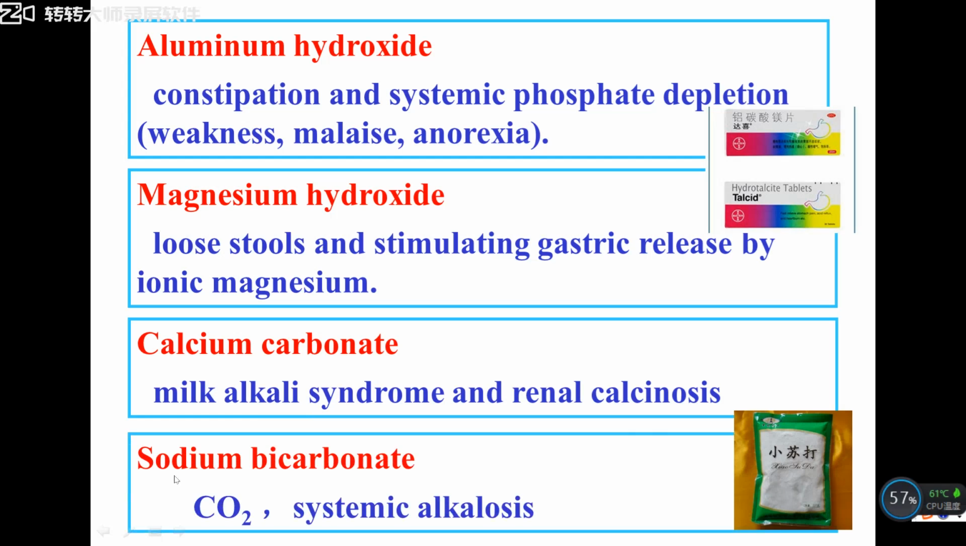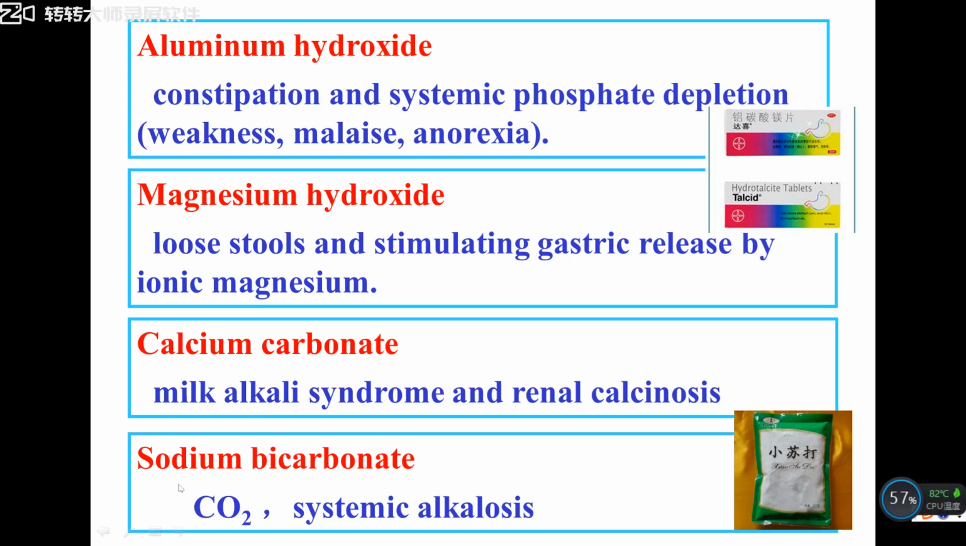The last one is sodium bicarbonate. In your country, maybe it is rarely used, but in China, do you know sodium bicarbonate? In China, we make some powder foods, such as 馒头 and 饺子, dumplings, and we use sodium bicarbonate. So that means in each Chinese kitchen, we have sodium bicarbonate.